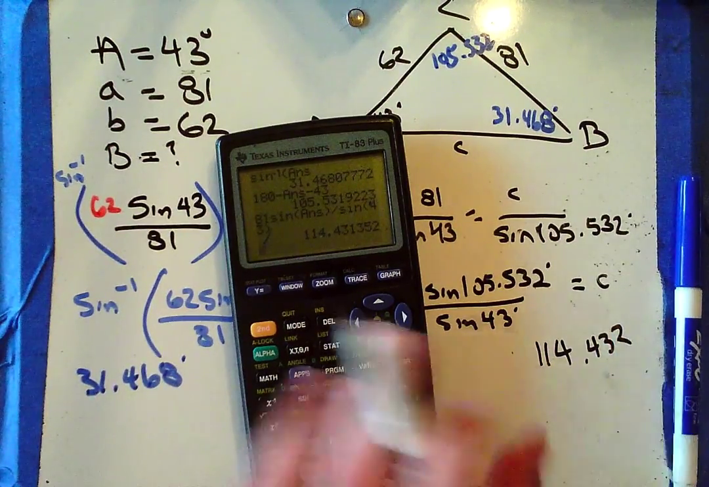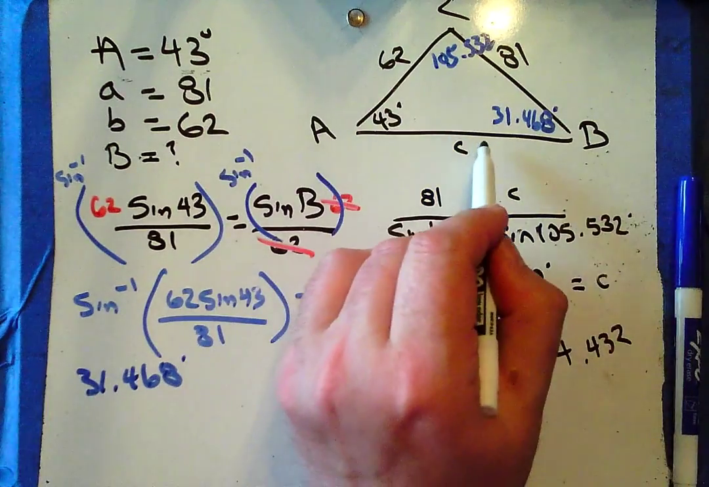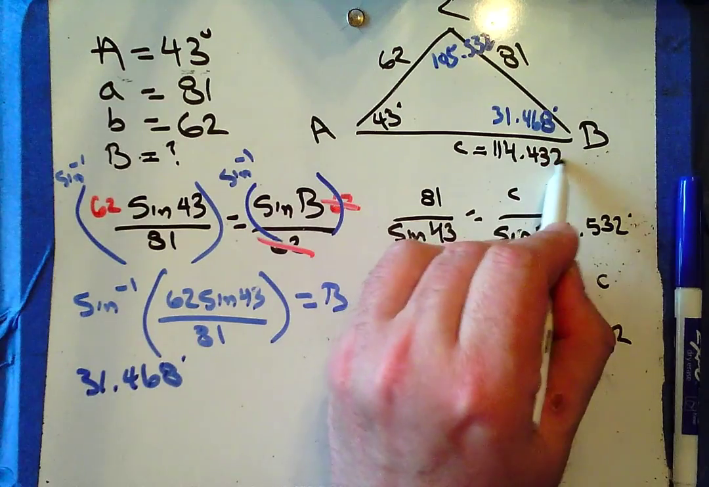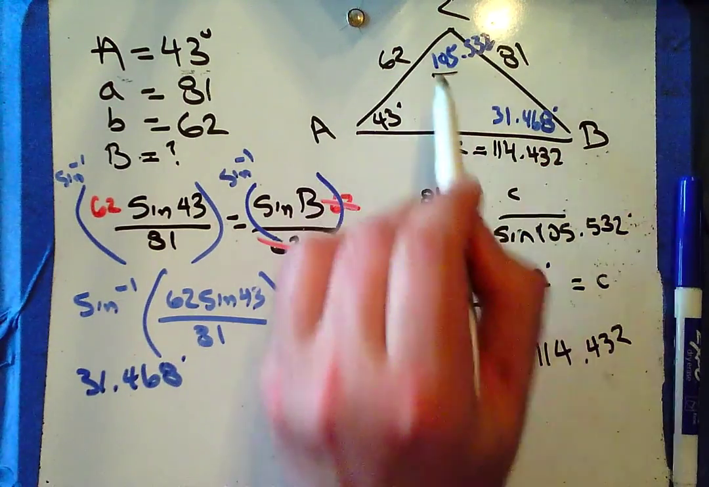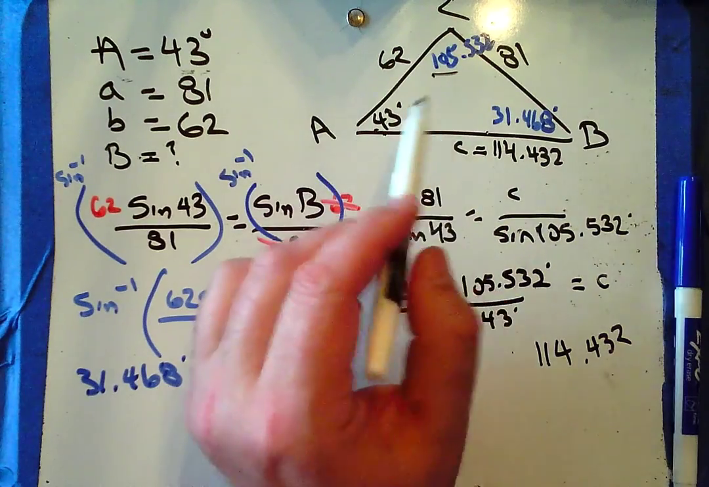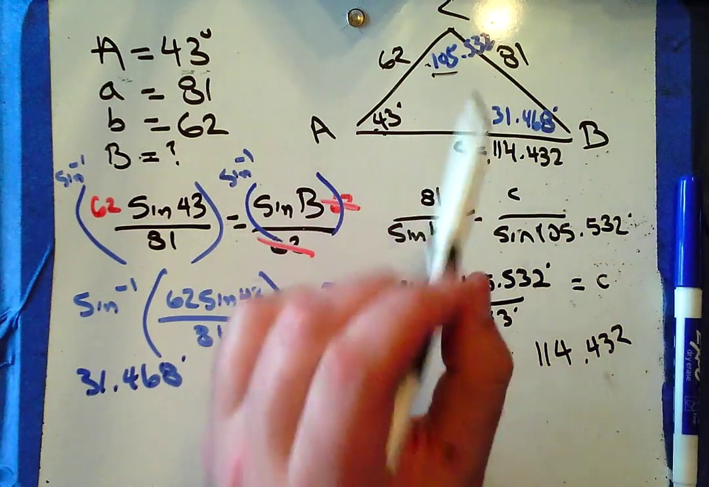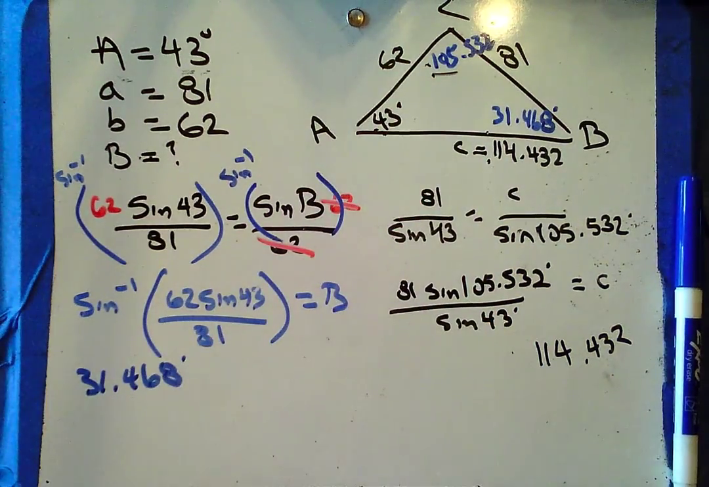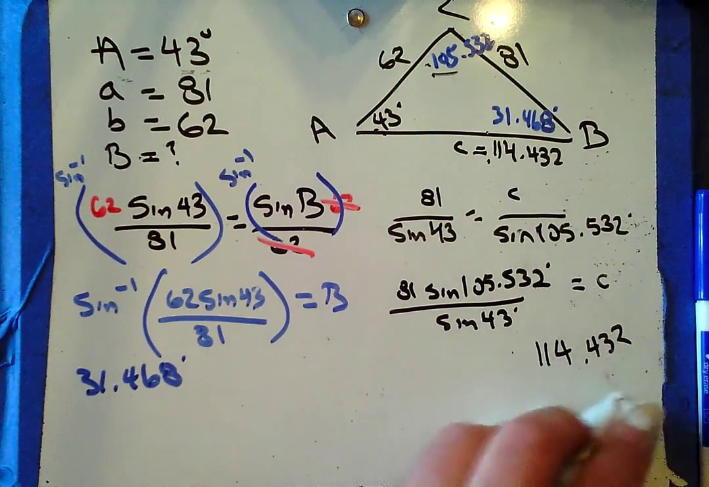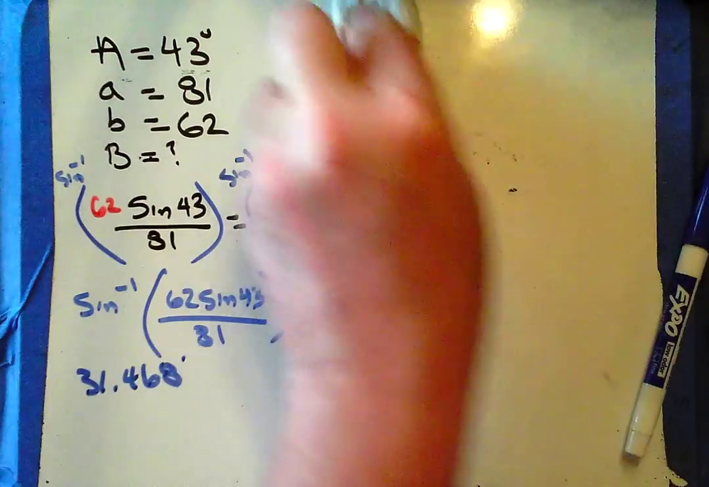114.432. And it makes sense to me that this is a very large side because this angle was so much bigger than either of these other angles. Remember, across from the biggest angle is the biggest side. So we solved that triangle and got one solution. I hope that went well for you. Let's do some more.